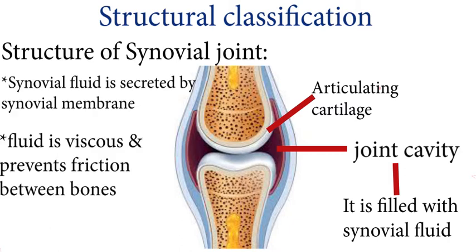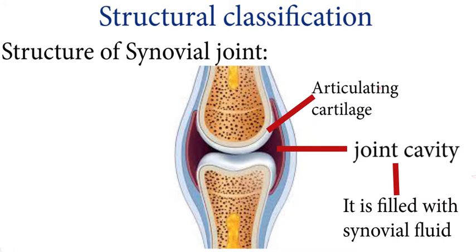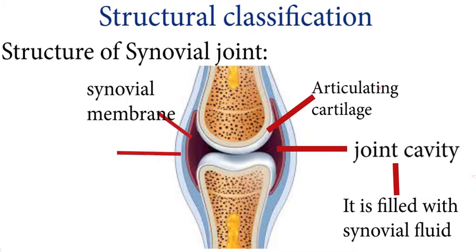This synovial fluid is very viscous and prevents friction between the moving bones. The joint is surrounded by two layers. The inner layer is the synovial membrane, which secretes synovial fluid, and the outer layer is the fibrous layer. The capsule is reinforced by ligaments and surrounded by muscles, which provide stability to the joints.